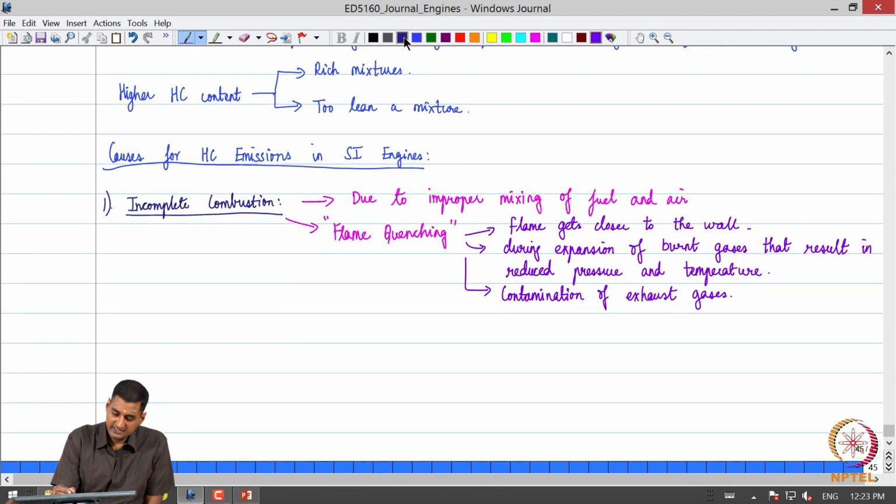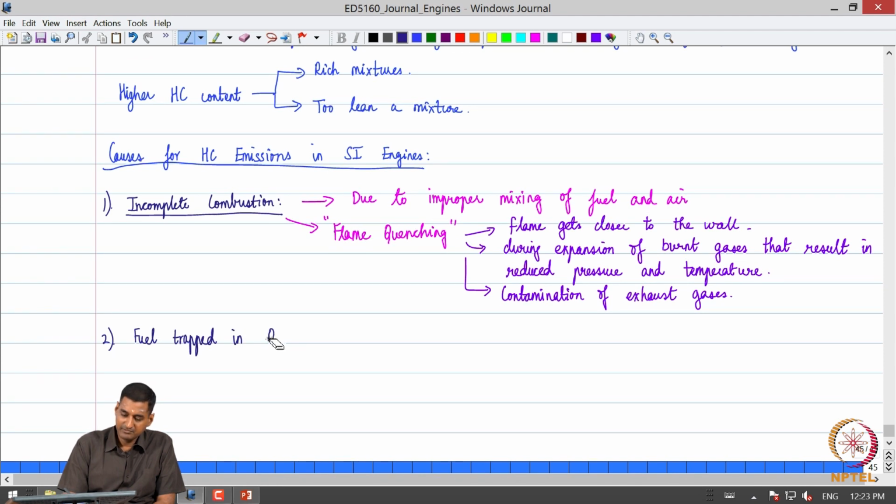So what can be another reason? There are multiple reasons. Essentially fuel trapped in piston ring, compression ring, oil ring, crevices.